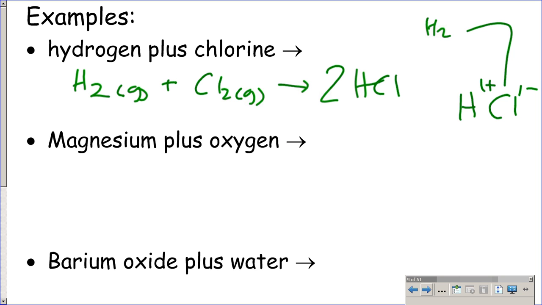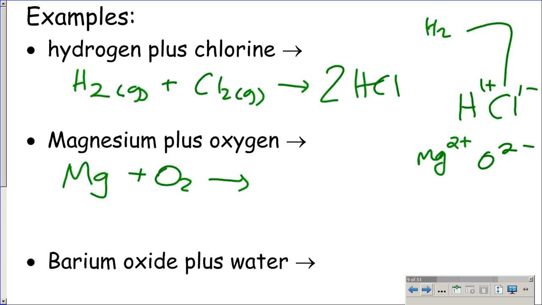Shout it out. Mg, O2, good job. Now it's not just smush it together and call it a day. What are you doing in your head? Charges and crisscrossing. So in your head, what's magnesium's charge? 2+. What's oxygen's charge? 2-. What do we get when we put them together? MgO.